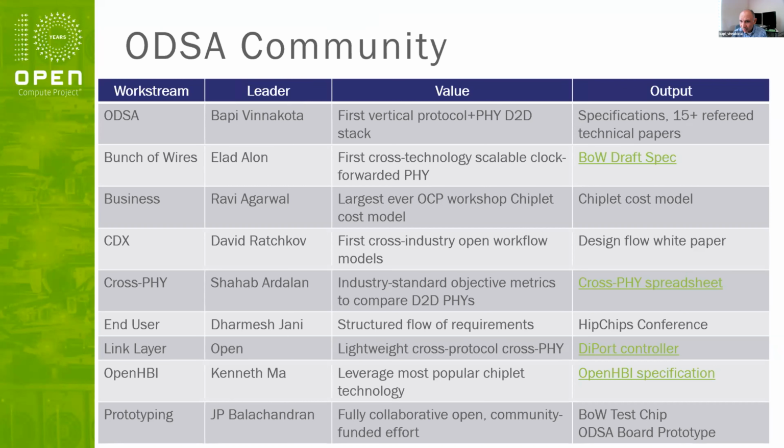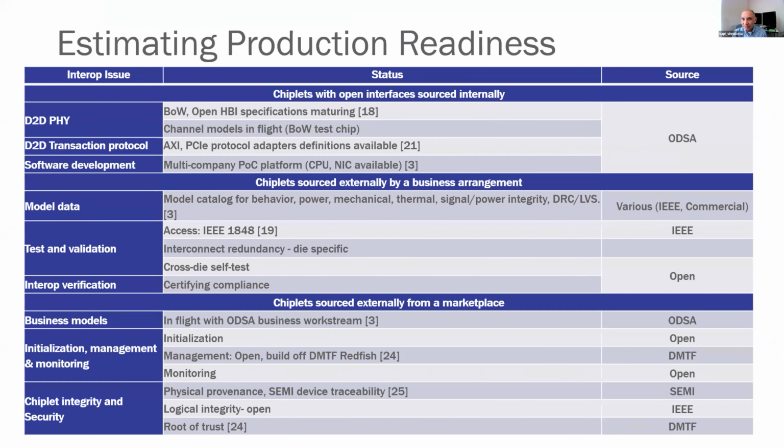JP has produced a prototype, and you'll hear more about them. We produced a board prototype completely in the open, an astonishingly massive challenge. DJ has represented the voice of the end user. Elad's come in and taken a crack at leading the bunch of wires effort and really bringing it down to a draft specification, a monumental effort. David Rajkov and Jawad have worked on putting together a design flow for chiplets with lots of participants from EDA vendors and leaders in this space. So we've made tremendous progress, in my mind, towards enabling the commercial production of chiplet-based products, especially those with internally sourced chiplets with open interfaces.